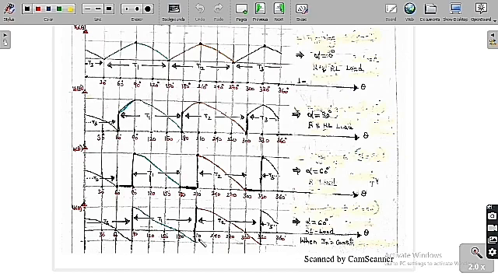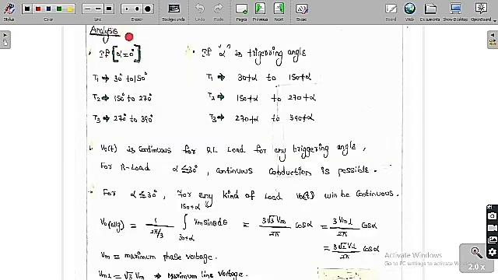So we can simply say that for RL load, no matter whatever the alpha, the output voltage is always constant. But when alpha is greater than 30 degrees, only for pure resistive load are we going to get a discontinuous mode of operation in the output voltage. So now we are going to do the analysis of this circuit.